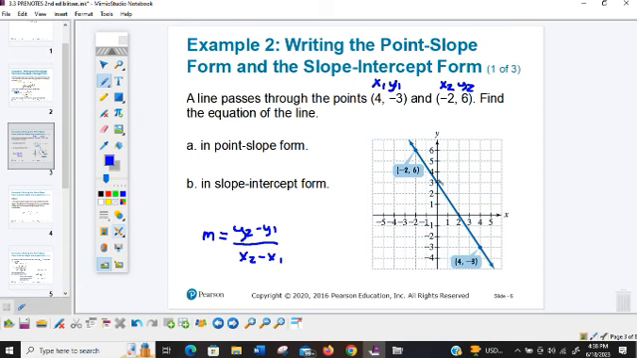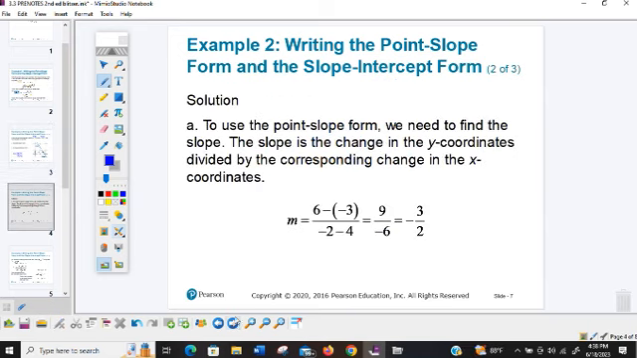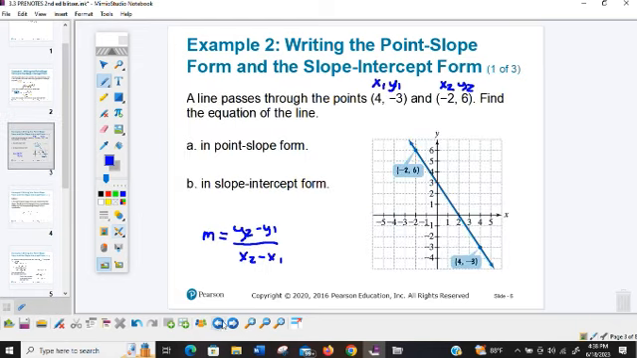Okay, so what we're trying to do is get an equation of this blue line right here between those 2 points. So let's look at the next slide. m is equal to y2 minus y1 over x2 minus x1. Let me go back just 1 second here. You're going to do this, y2 minus y1. 6 minus negative 3 over negative 2 minus 4.